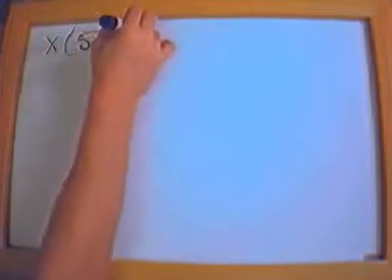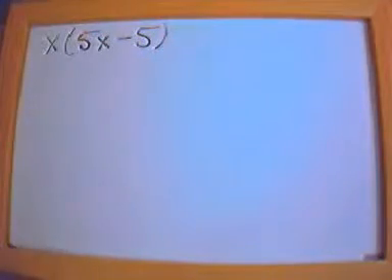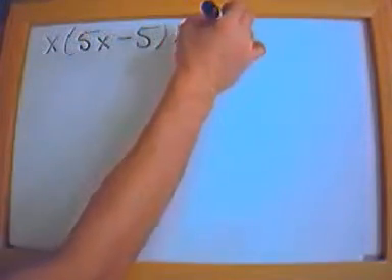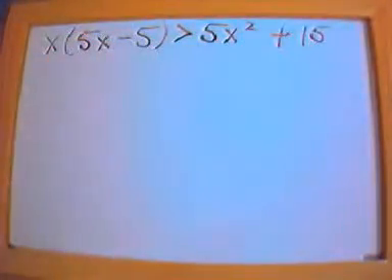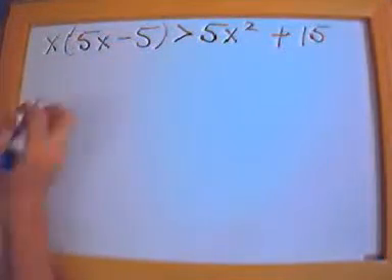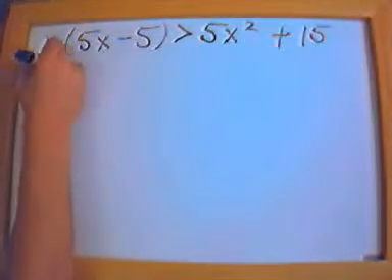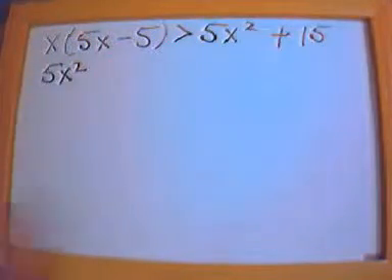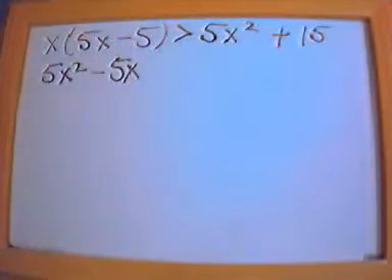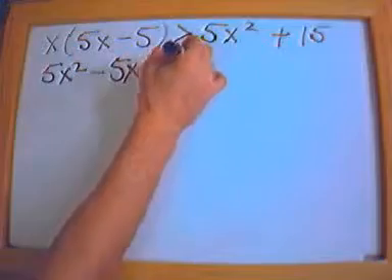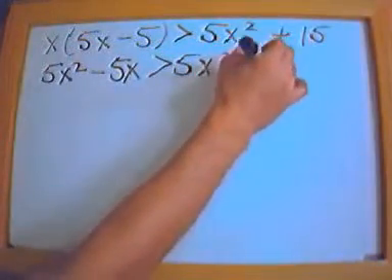Okay. Let's do one like this. Let's say we have x times 5x minus 5 greater than 5x squared plus 15. Just like that. First, let's distribute the x in. X times 5x is simply 5x squared, because x times x is x squared. The 5 just stays the same. Minus 5 times x is 5x. Greater than 5x squared plus 15.